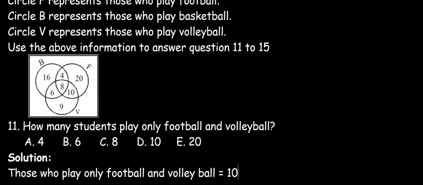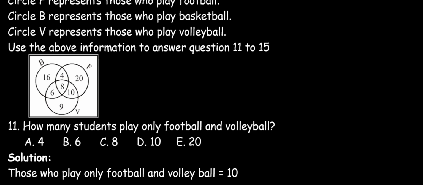Those who play only football and volleyball is equal to 10. Take note that the question asked for only football and volleyball. Hence, we pick 10, that intersection at 10. But assuming the question asks for those who play volleyball and football without the only, it would have been 8 plus 10, which is the intersection between volleyball and football. But since we are requested for football and volleyball only, we don't include the 8.